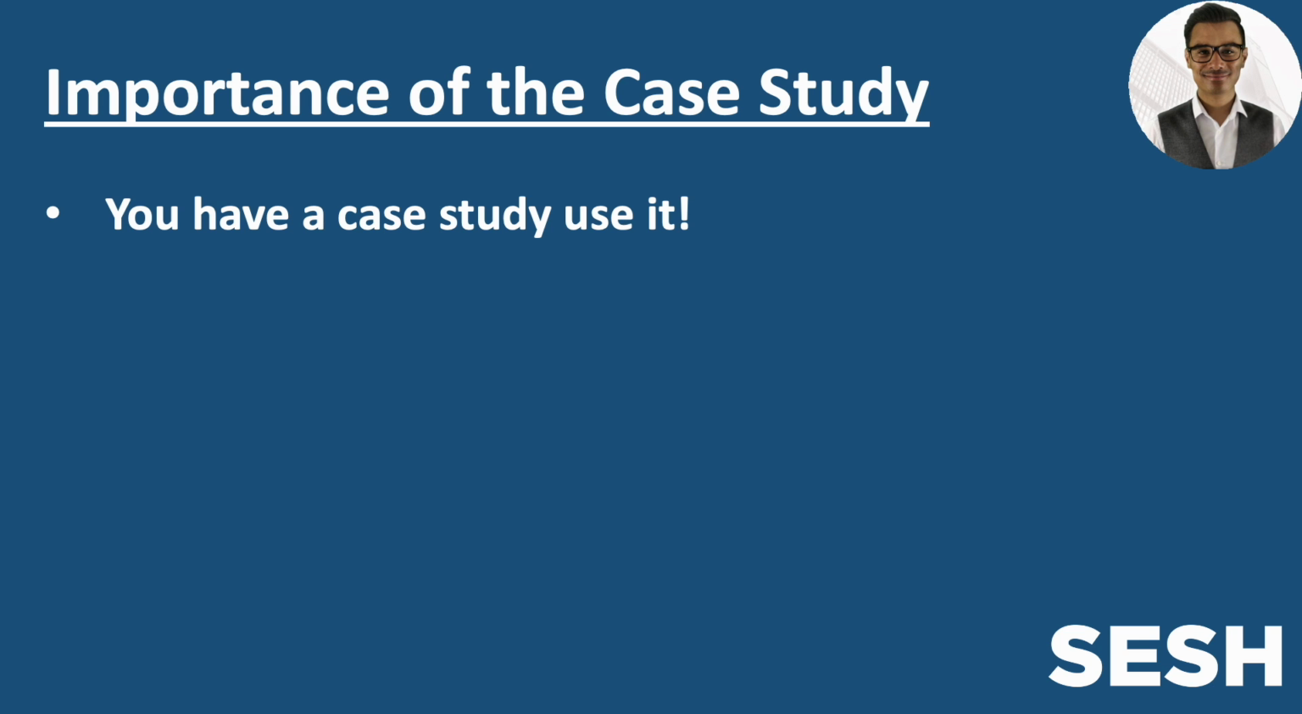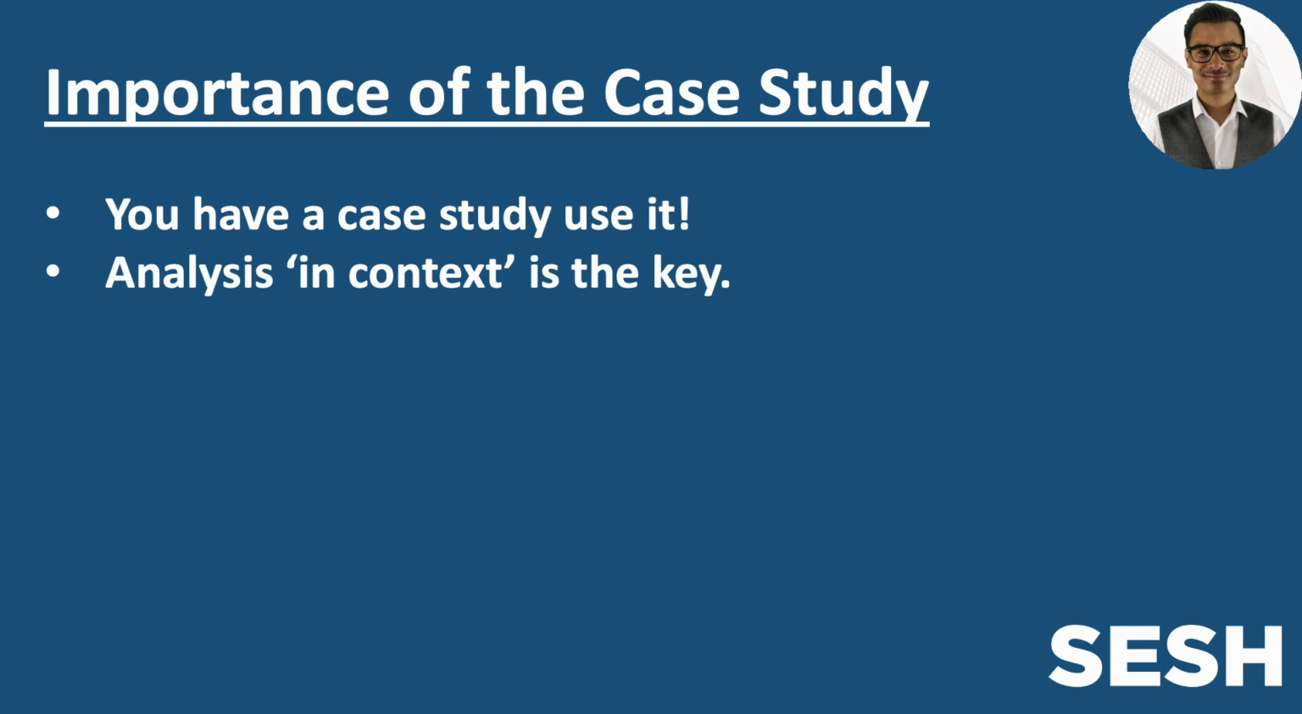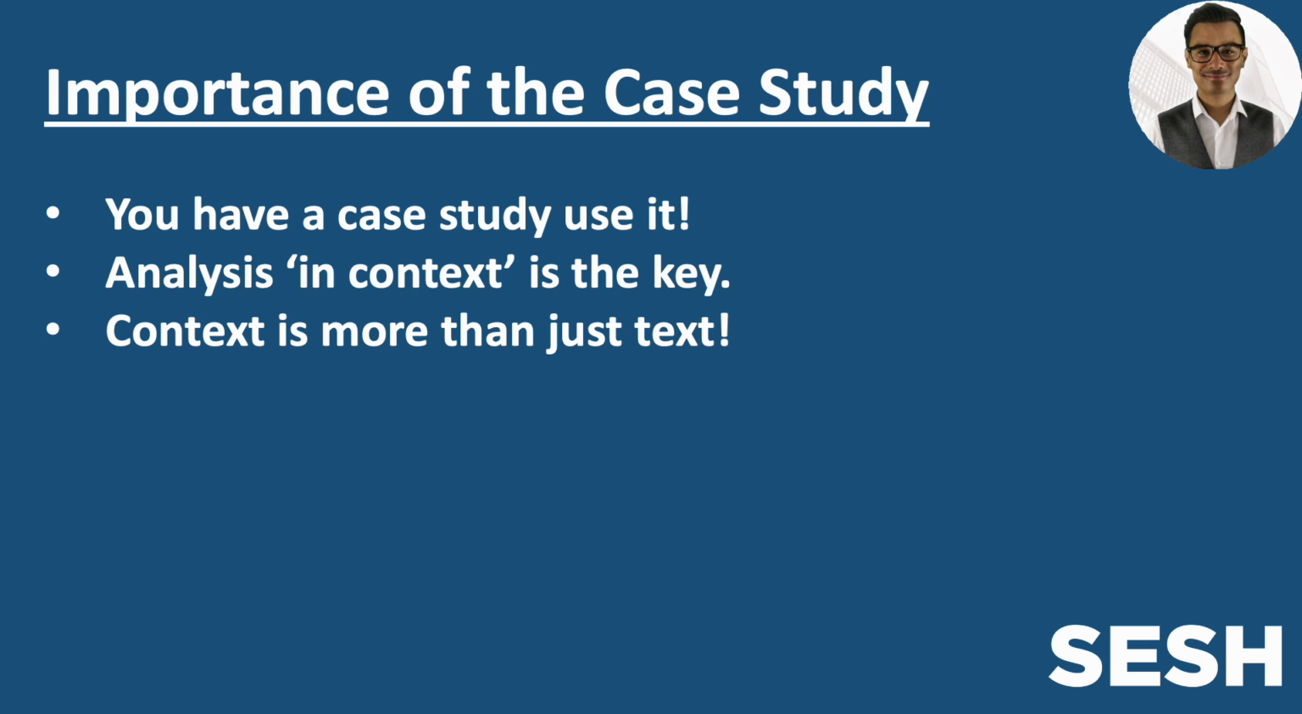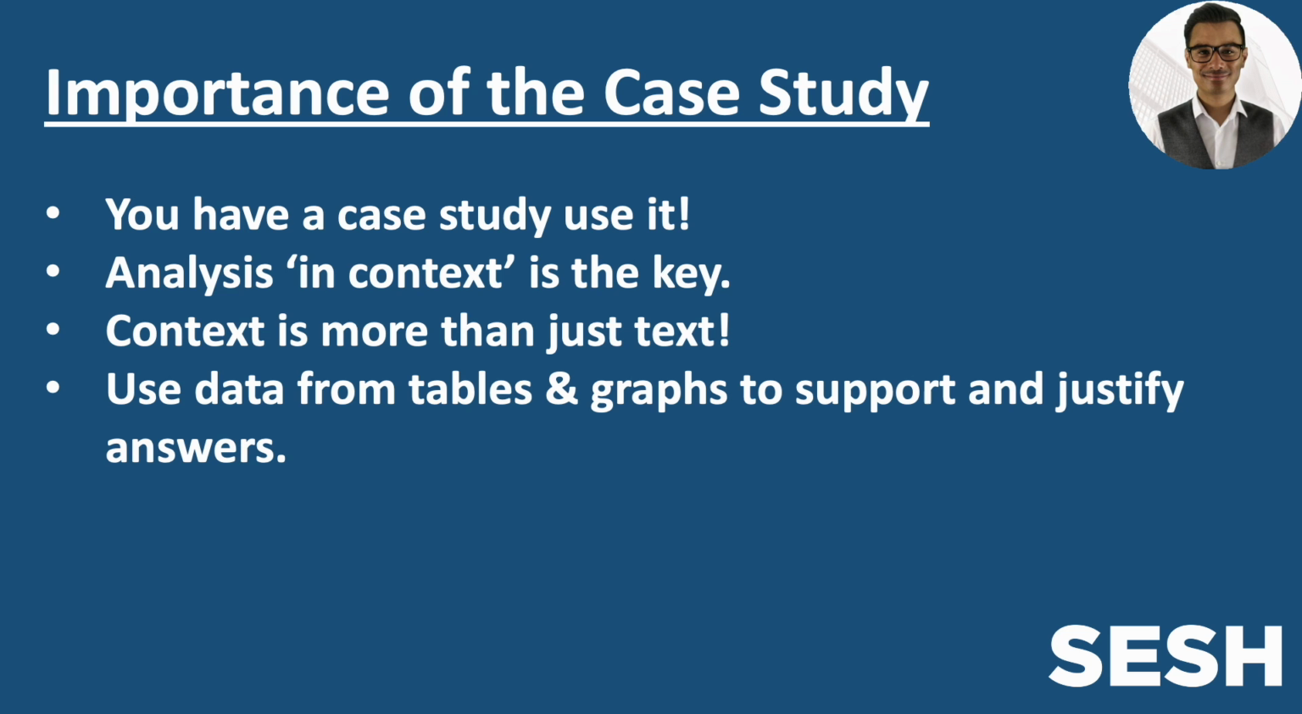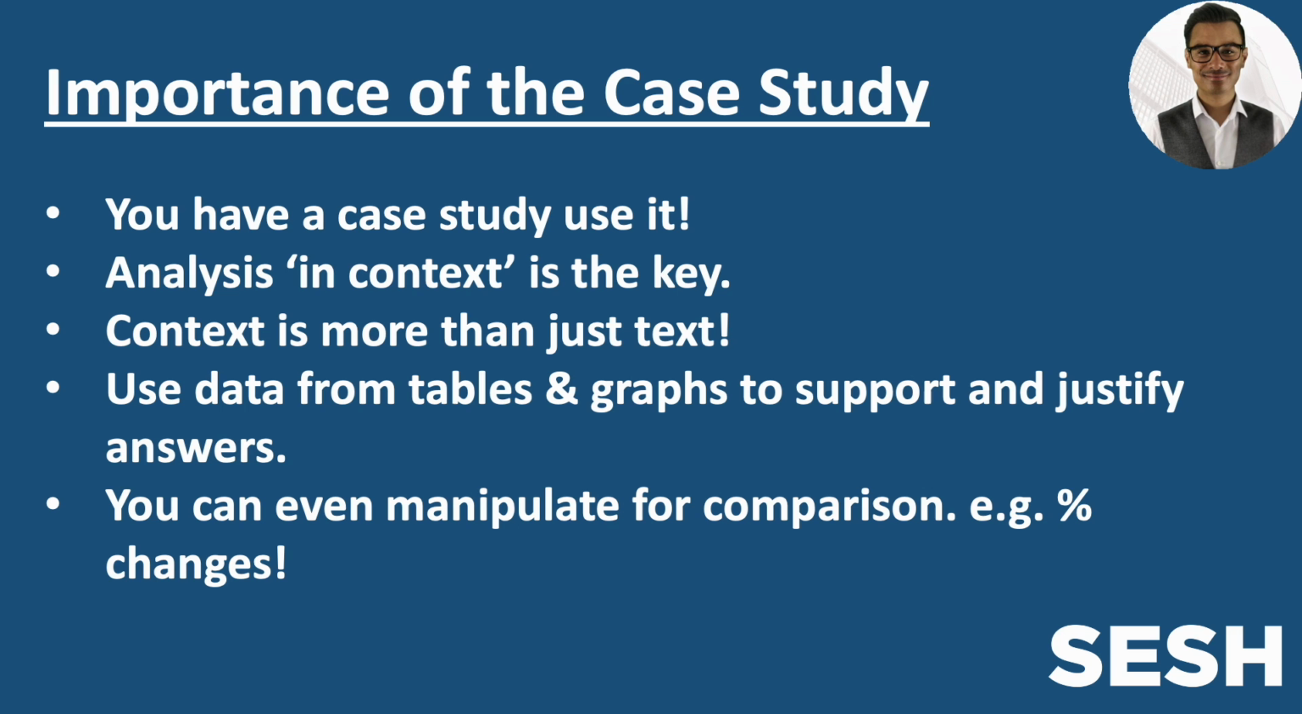So you will have a case study, of course use it, and your analysis, your theory chains, well, you need to contextualise them. They need to be in context, and that's absolutely the key for this paper because it's case studies galore. Now, context is more than just text, as I referred to earlier on. So please use data from the tables, use the graphs there to support and justify your answers, and justification, of course, within those 16 markers. You can even manipulate data for comparison. For example, you could quickly do a percentage change. Remember percentage change, you're thinking new number minus old number divided by old number times by 100.